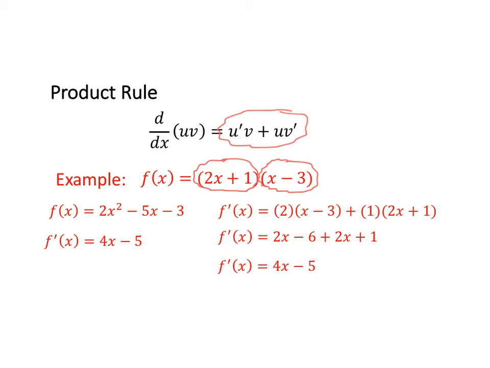If we distribute and then combine like terms, what do we get? We get 4x minus 5, which is the same thing we got before. So these are two ways that we could have done this derivative. We could have just multiplied it out and done the derivative that way, or we could use the product rule.